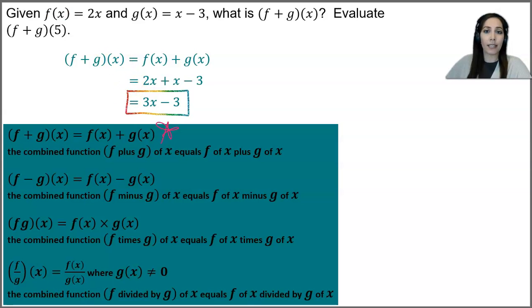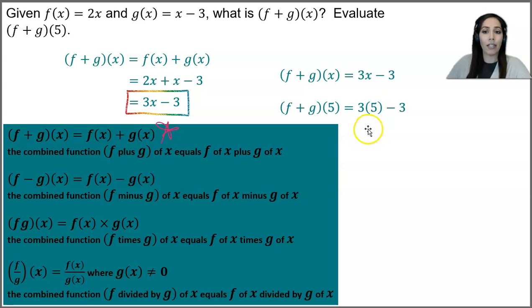Now the second part says to evaluate the combined function f plus g of 5. So on this part here, we are going to go ahead and take our answer that we found on the first part, and instead of having that x there, we're going to replace it with a 5. So everywhere there is an x in our answer, we're going to replace that with 5. 3 times 5 is 15, and 15 minus 3 is 12.